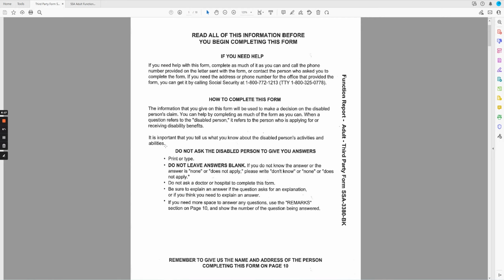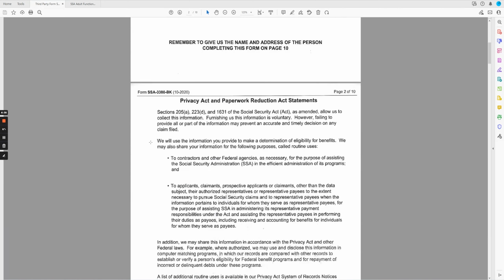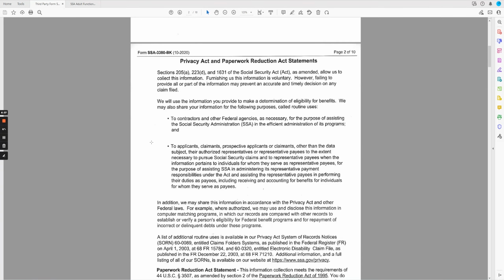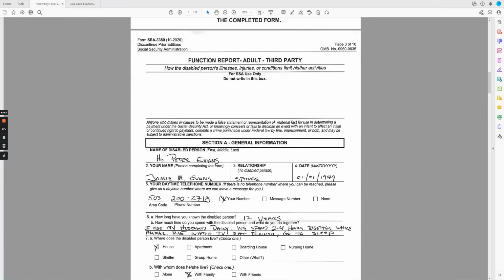And then again, with the third-party form, 99% of the questions are the exact same ones the client, or the disabled person, gets on their form to fill out. That's why you want to have both in front of you. So let's go ahead and dive in. Page 2 is just legal information about the Privacy Act and Paper Reduction Act statement. If you're curious, you can go ahead and read through that.